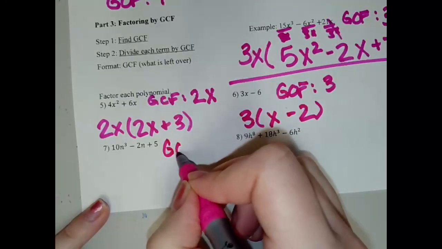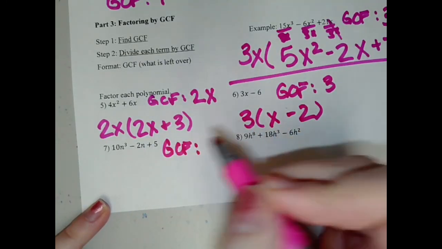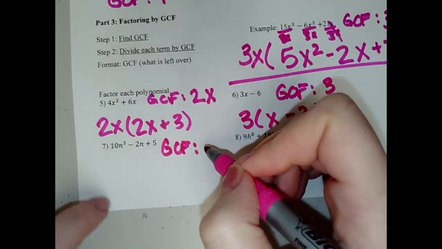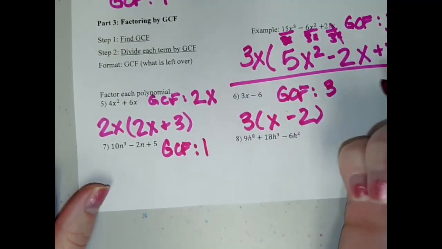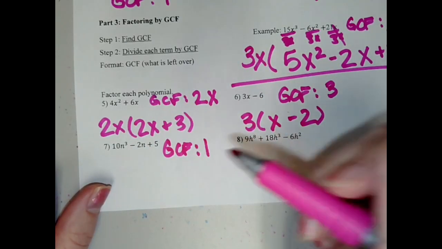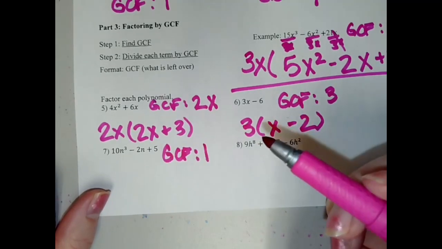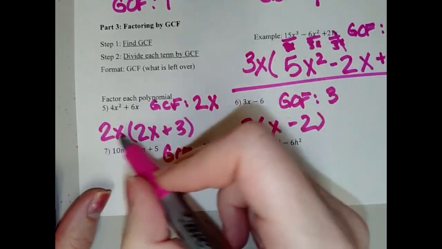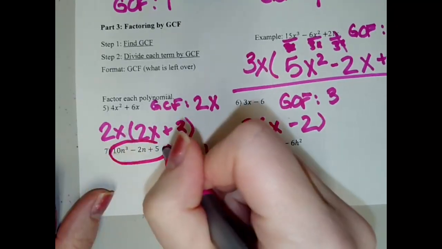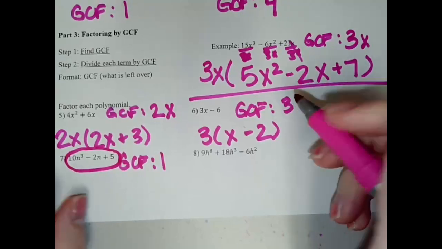Over here, the GCF between all three terms, 10, 2, and 5, their only common factor is 1. And then they don't all have the variable n, so I can't pull that out. If your GCF is ever 1, it does not help to pull out a GCF. You won't be able to factor by pulling out a GCF, so your answer is just whatever you started off with. So GCF of 1 doesn't do anything for us.